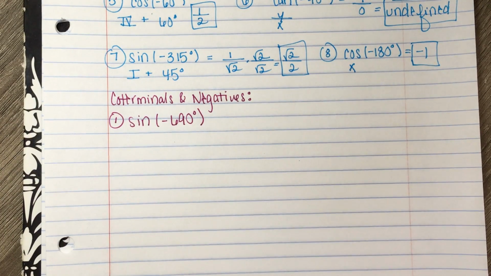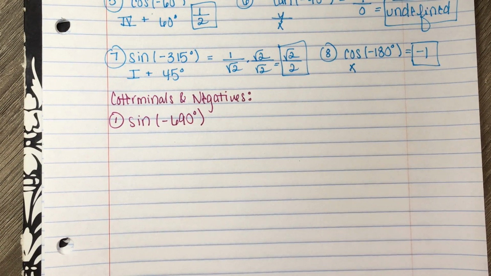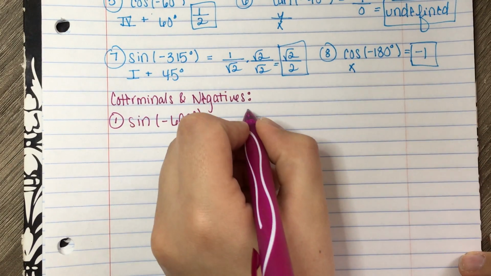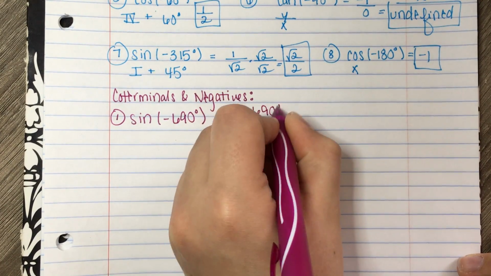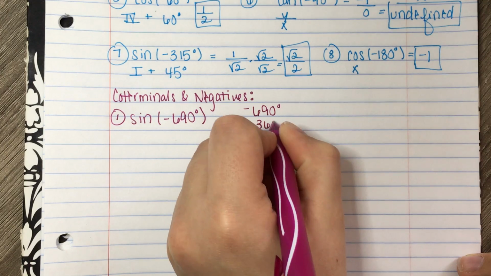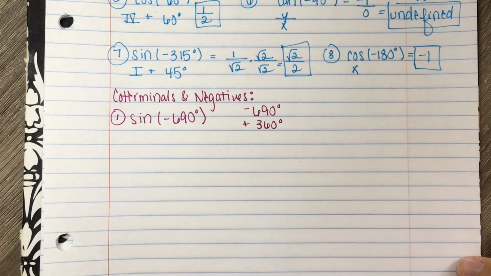Whoa, okay. So I see negative 690 degrees, and I see it's beyond negative 360 degrees. So now we're able to evaluate any angle from negative 360 to positive 360. So I need to add and find a coterminal angle. So I'm going to take negative 690 degrees, and I'm going to add a positive 360 degrees. Use a calculator with this if you're not comfortable with the rules for integers.